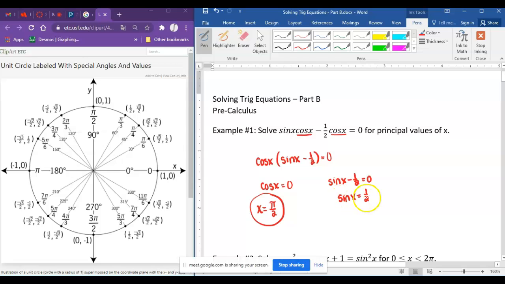So for sine of x equals 1/2, we're looking for where sine, which is our y coordinate, equals 1/2. That happens right here at pi over 6. So x is going to equal pi over 6 for that one. Again, principal values, you're only looking in the first and fourth quadrant here. For principal values, you do have a value of 1/2 over here, but it's not in that interval, so you wouldn't include it. So you got two answers. You got pi over 2 and pi over 6.